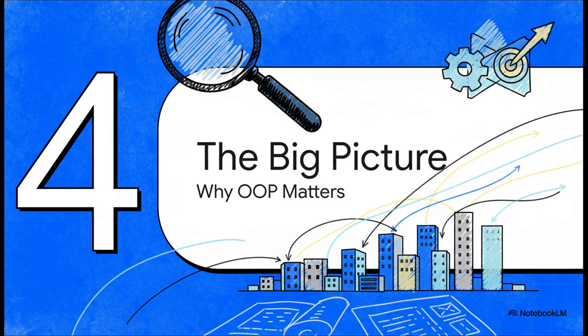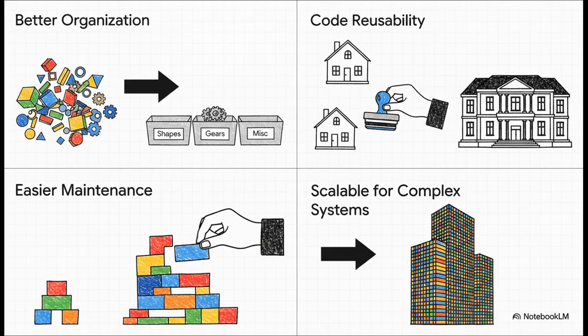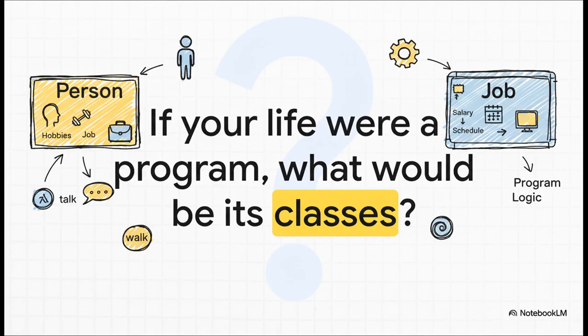All right, let's zoom out and take a look at the big picture. We've talked about the blueprints, we've talked about the pillars. So why has this way of thinking been so dominant in software for decades? What's the real payoff here? Well, it really boils down to these huge benefits. Encapsulation gives us way better organization. Inheritance gives us massive code reusability, which in turn leads to much easier maintenance. And because everything is so well structured, we can build these huge, complex systems that actually stay manageable and can grow over time. So, that's our tour of classes and objects.